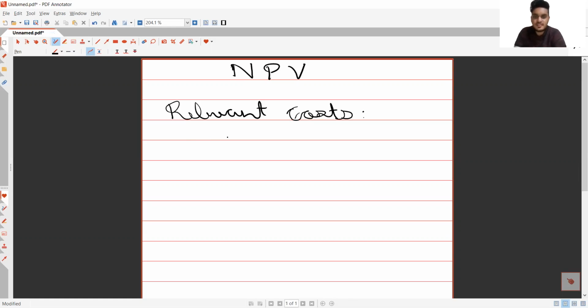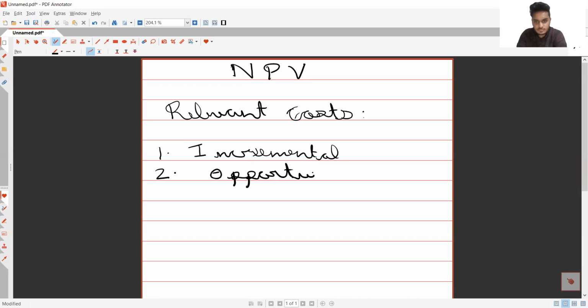Okay, I hope this is legible. Anyway, guys, relevant costs have three branches that you're supposed to be aware of. The first one is incremental. Second is opportunity costs. I'll tell you what all this is. And the third one is future costs.